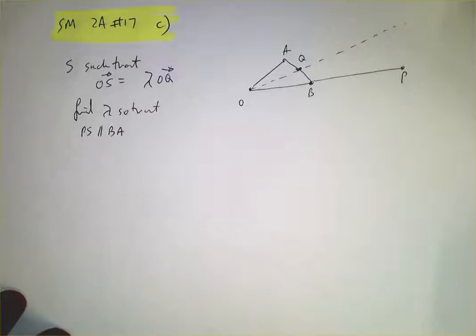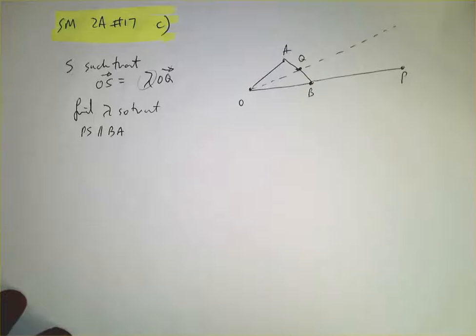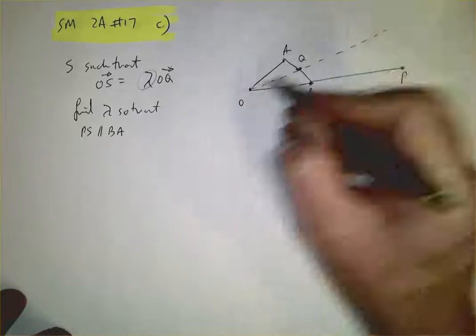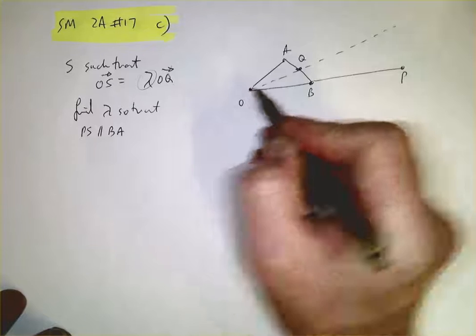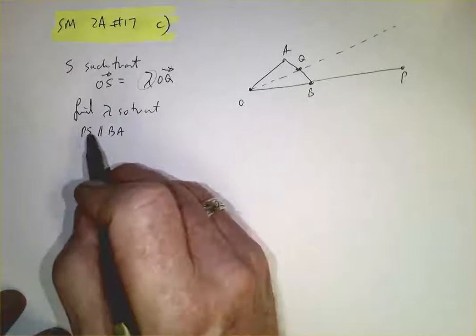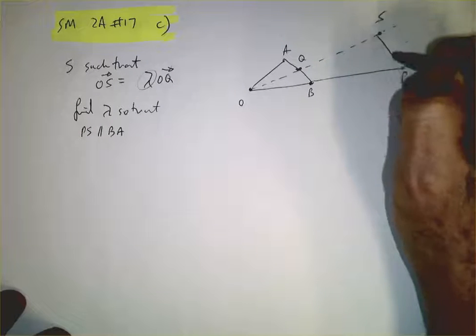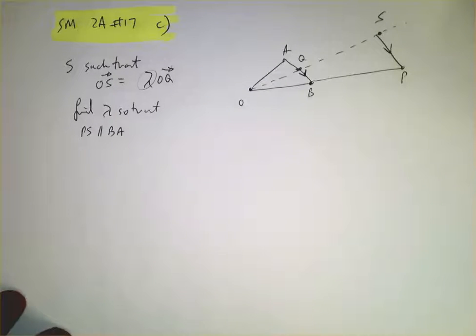Okay, part C continues. There's a point S such that OS is equal to lambda times OQ. Lambda is some constant, some proportionality. So OS is somewhere along the line O to Q, since OS is parallel to O to Q and they both involve the point O, so they're on this line. Find lambda so that PS is parallel to BA. So we want S such that P to S is parallel to A to B.